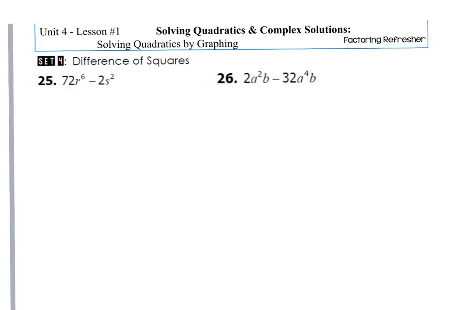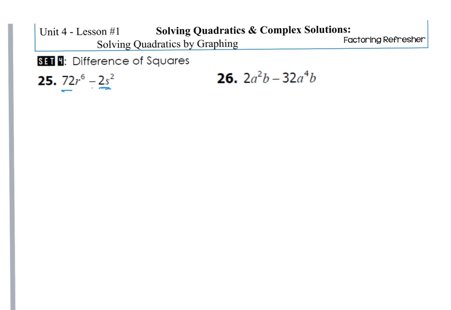Okay, 25 and 26, again, a little bit different. You know, we always have to mix things up just a little bit to give ourselves a challenge, because challenges are fun, sometimes, I've heard. So on 25, we have 72r to the 6th minus 2s squared. Now notice I do have the two terms. I have the minus sign in between, but I do notice that 72 and 2 are not perfect squares. But I do notice that they have a common factor. They're both even.